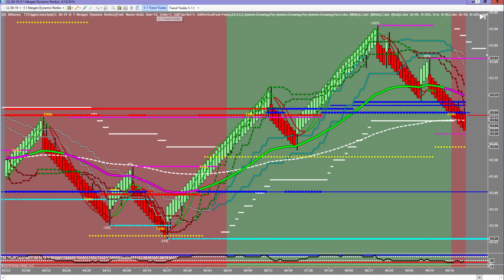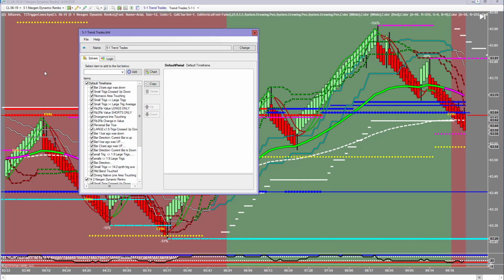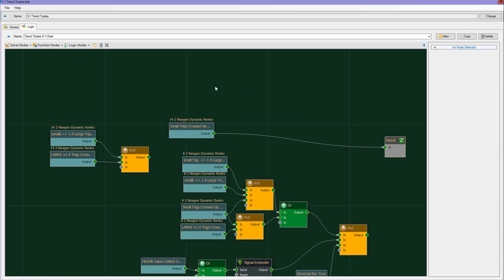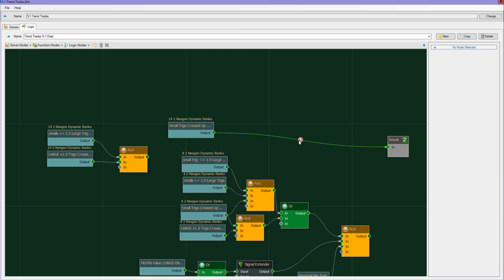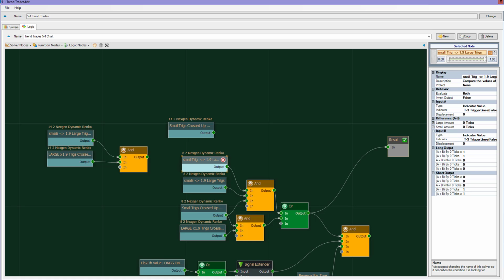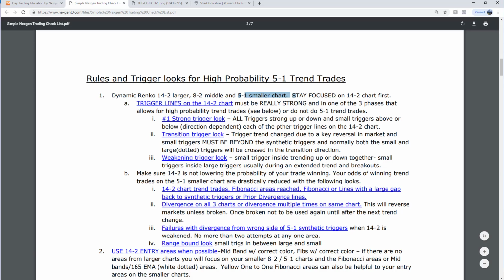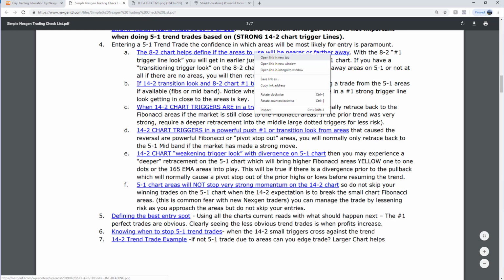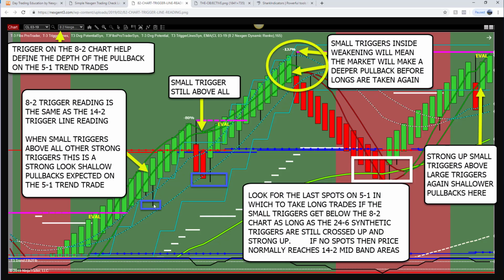You can go further with this program, as I have, and this little template is in your installer for those of you that decide to try this out on your own. You can go a little further and you can plot your 8-2 condition. One of the things that we talk about now, and I want to bring you back to the trading plan a couple of times, is that when you're doing 5-1 trend trades, the 8-2 chart helps you define which ones to use. So let me give you the chart from the trading plan.